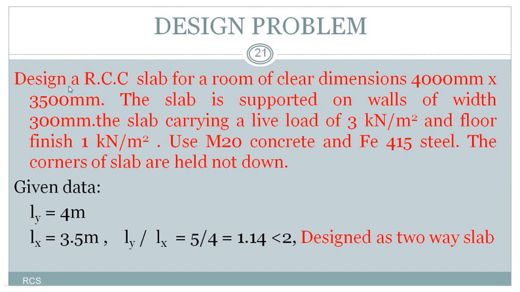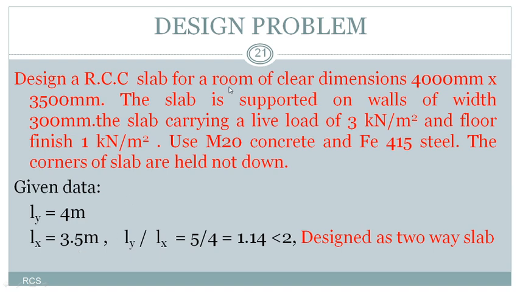So let me explain the problem again. We have to design an RCC slab for a particular room. The dimensions are 4000 mm by 3500 mm. So the 4000 mm is more compared to the other dimension, so that will be considered as LY. So LY equal to 4000 mm, in terms of meters, LY equal to 4 meters. And similarly, LX, the shorter dimension 3500 mm, can be written as LX equal to 3.5 meters.